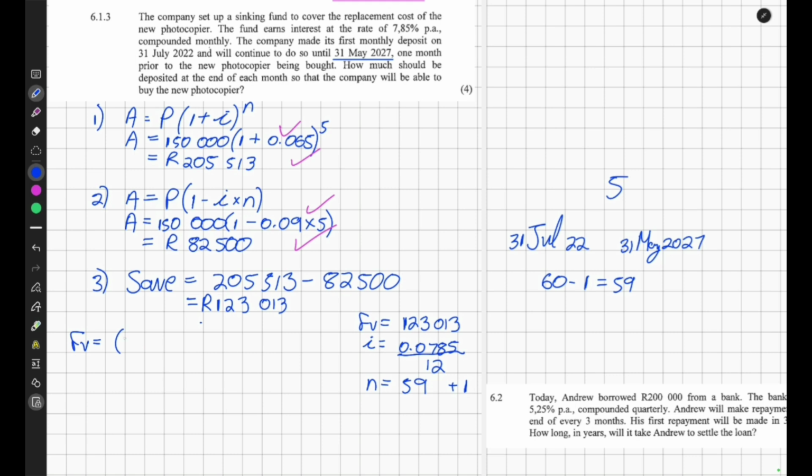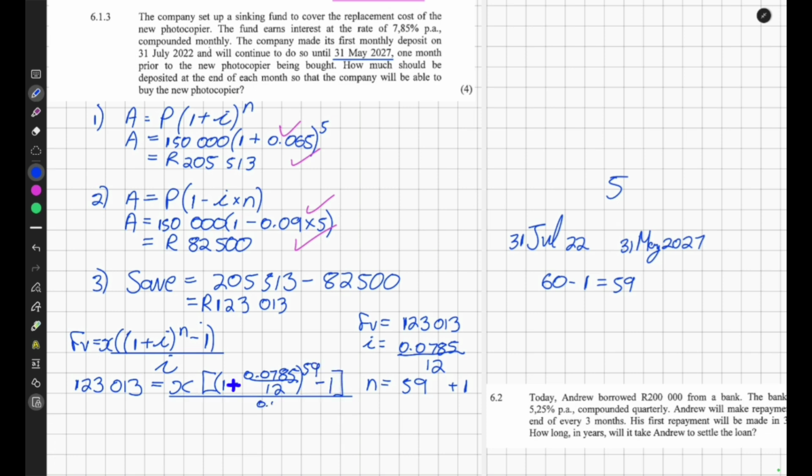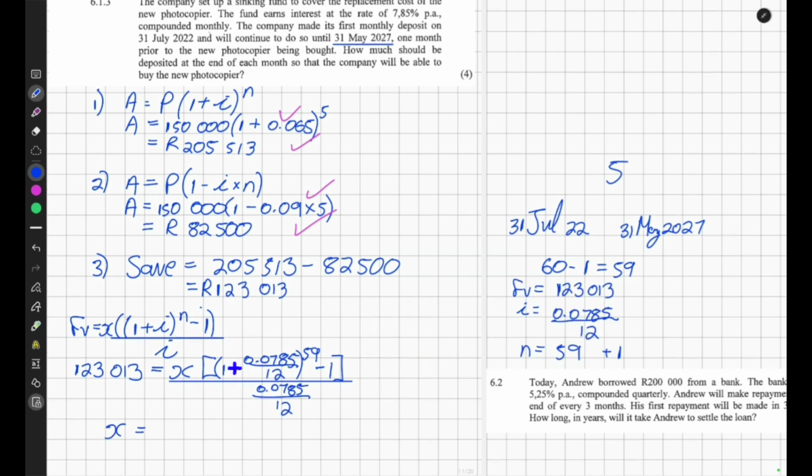So the future value formula, bracket, 1 plus I to the power N minus 1, and then all over I. Now if I fill in, I can say 123013 is equal to, the X is what I want to work out, so I'm just going to leave X there. And then I'm going to say this is bracket 1 plus, and then I need to write that whole fraction, 0.0785 over 12 to the power we worked out N was going to be 59 minus 1, close the bracket, all over that fraction again, so 0.0785 over 12.